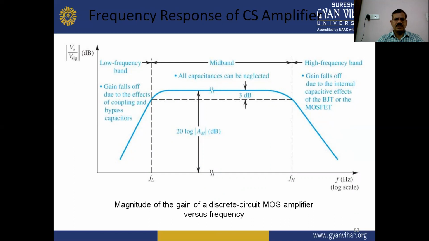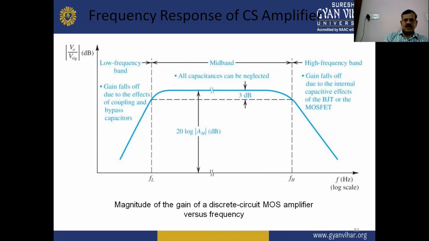There are different regions in this frequency response: the low frequency band and the midband, where all capacitances can be neglected, and 20 log of A in dB. That is the bandwidth of this frequency response. There is also a high frequency band, a low frequency band, and a mid frequency band. Gain falls off due to the effects of coupling and bypass capacitors, and gain falls off due to internal capacitance effects of the BJT or the MOSFET in the high frequency band region.